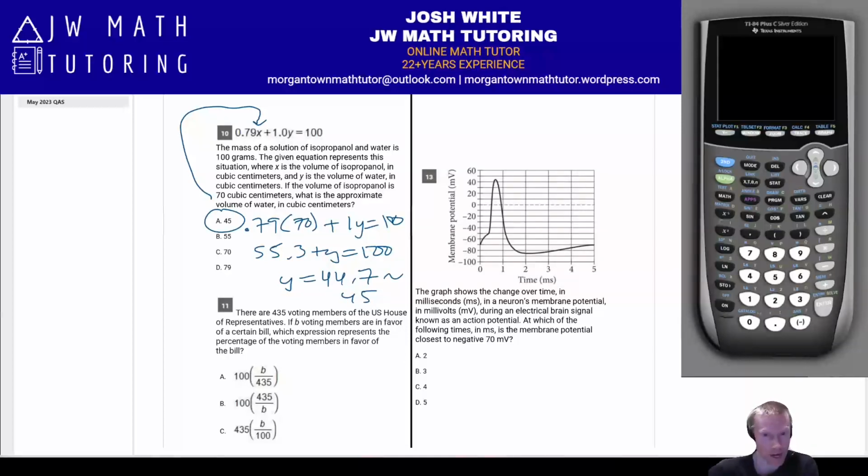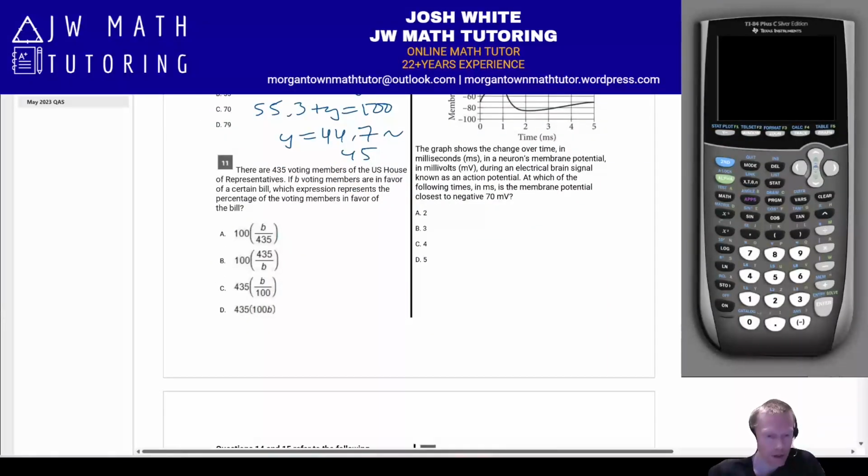Also, you could have done this one with back solving. I don't think it's really that much quicker than just plugging in and solving out the equation, but you could plug in 0.79 times 70 plus 1 times the answer choice and see, does it equal 100? If it does, then yes, it's the correct answer. If it doesn't, ignore it and move on.